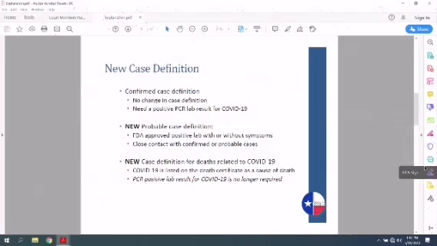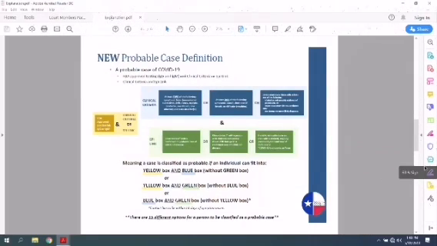They also updated the definition for deaths related to COVID-19. Previously, prior to this definition, it was only if you had a positive PCR result that you would be counted as someone who died related to COVID-19. Now that lab testing is no longer required to be counted towards that. So that's just the language for the definition. And this next slide, the new probable case definition.